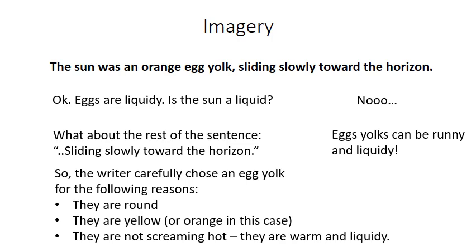So the writer carefully chose an egg yolk for the following reasons. First, they're round, like the sun. Second, egg yolks are yellow and the sun is yellow, or in this case, he's described it as orange because it's sunset. And eggs are not screaming hot. They're nice and warm and liquidy, and he wants the sun to be nice and warm.